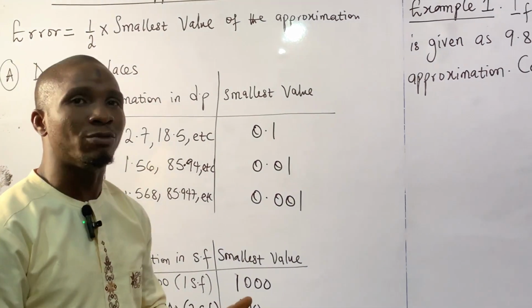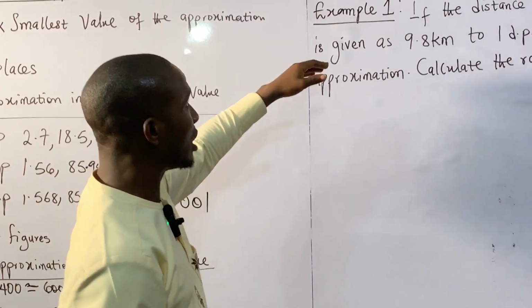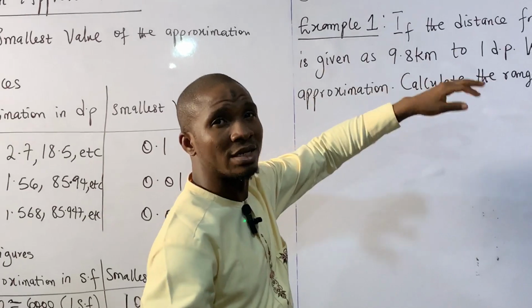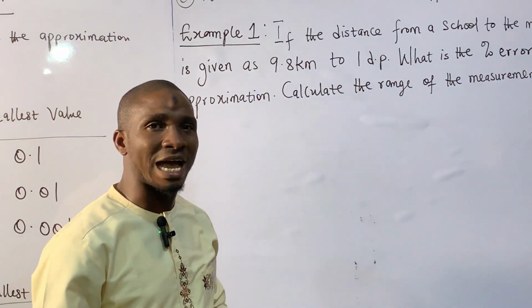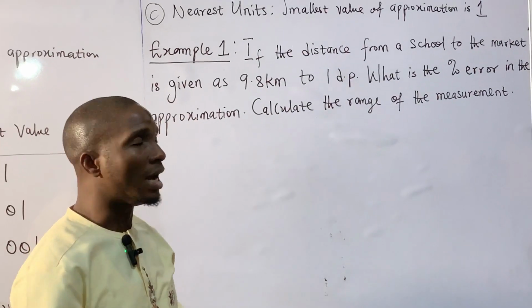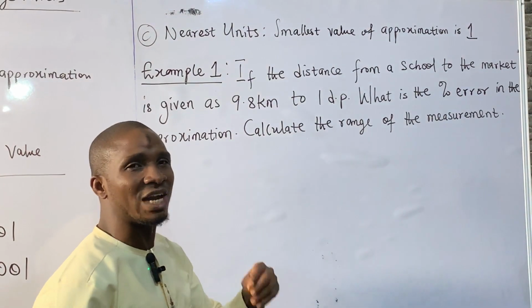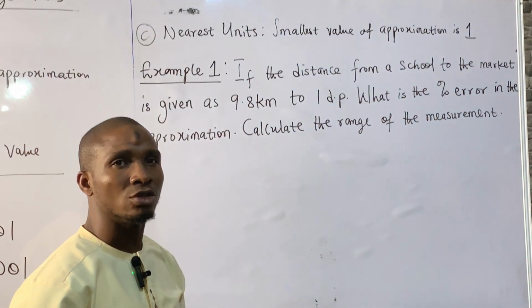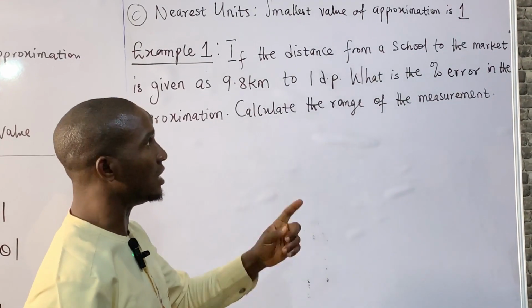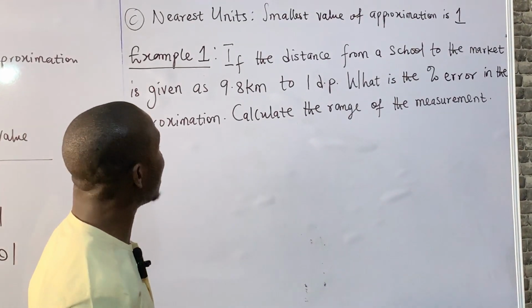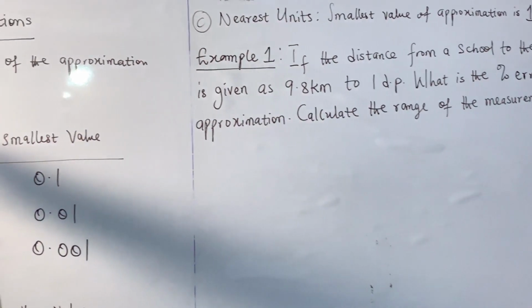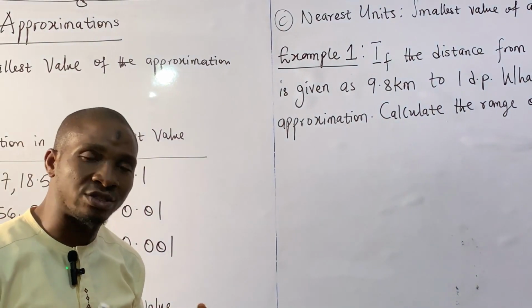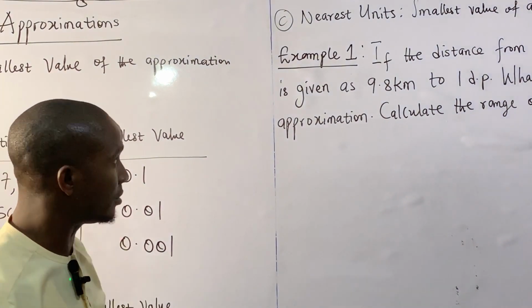Now, another level of approximation is if you are to approximate to the nearest unit. For example, you want to approximate to the nearest centimeter, to the nearest meter, to the nearest kilometer, and so on. The smallest value of such approximation to the nearest whole number is 1. With that, you can then estimate your error. Let's look at a particular example of what I'm trying to say.